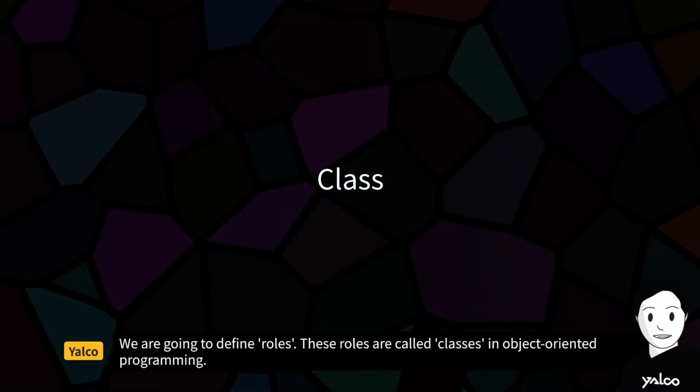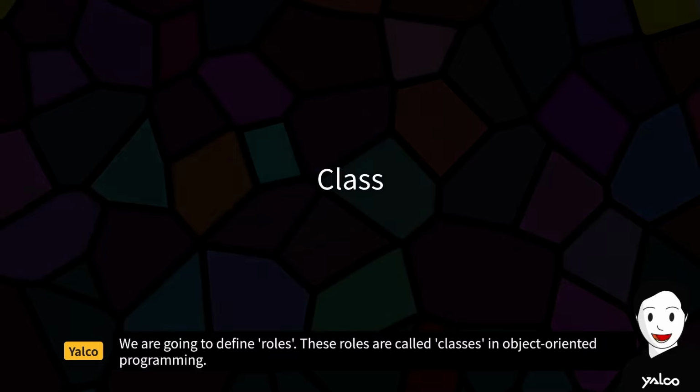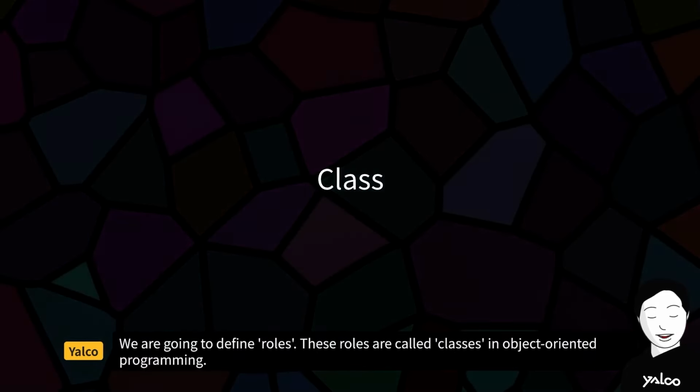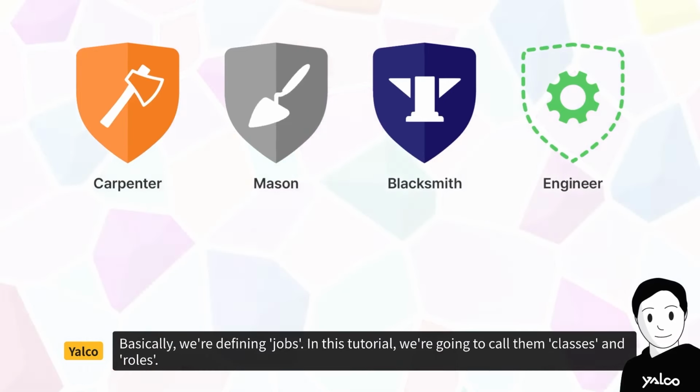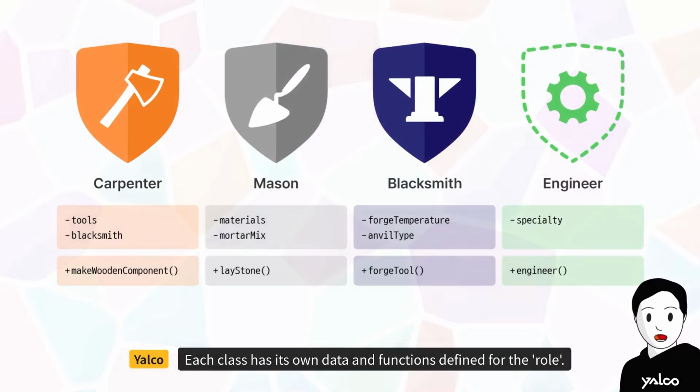We are going to define roles. These roles are called classes in object-oriented programming. In the process of building a castle, such classes as the carpenter, mason, blacksmith, and engineer are mobilized. Basically, we're defining jobs. In this tutorial, we're going to call them classes and roles. Each class has its own data and functions defined for the role.